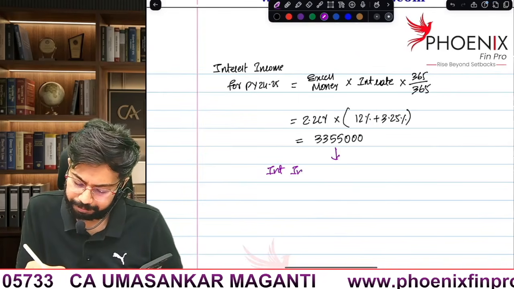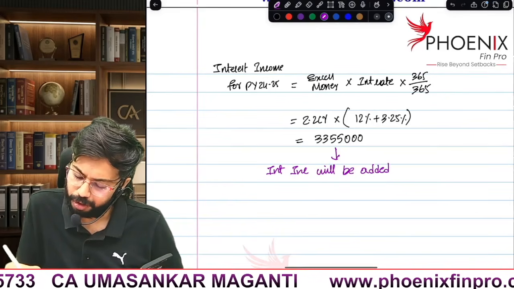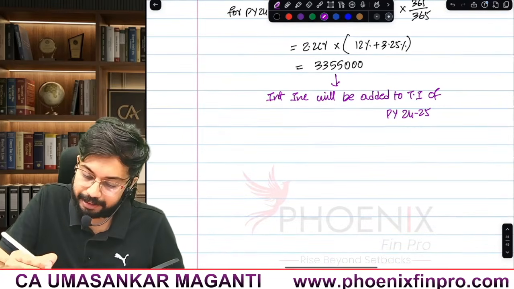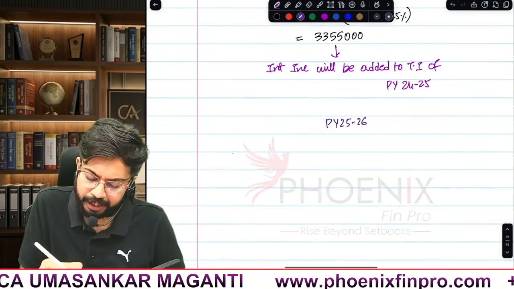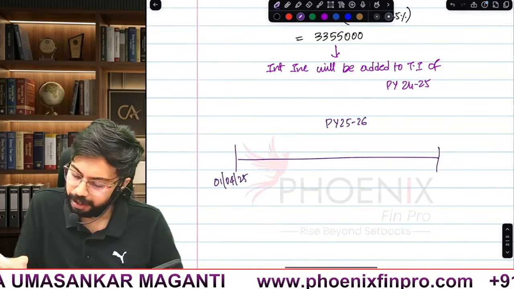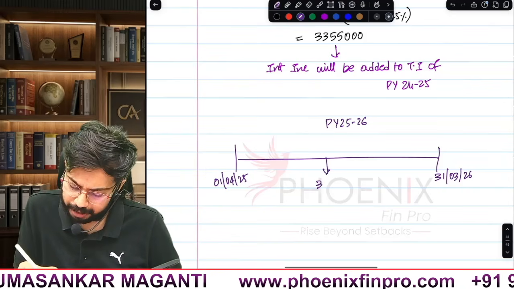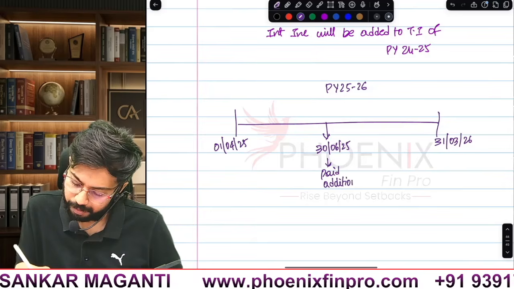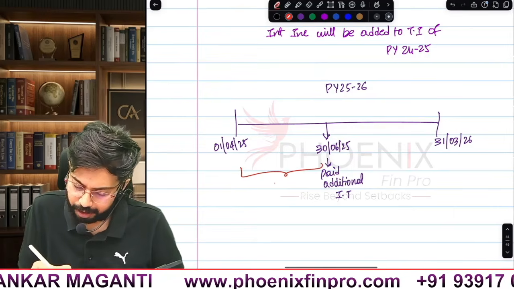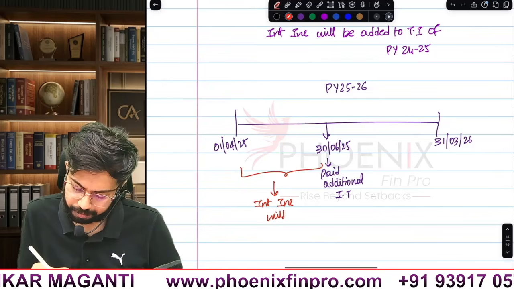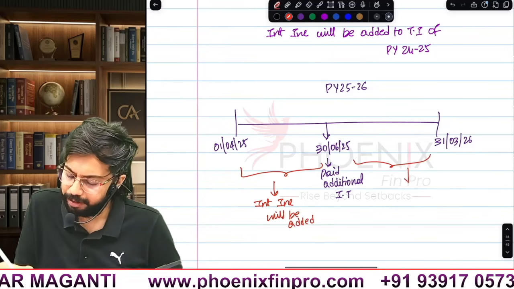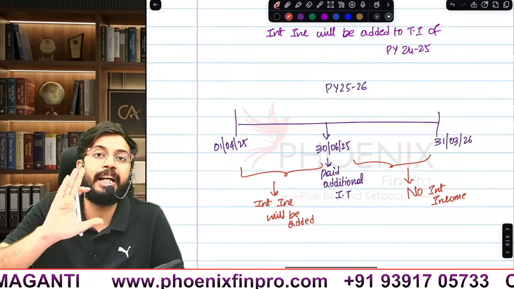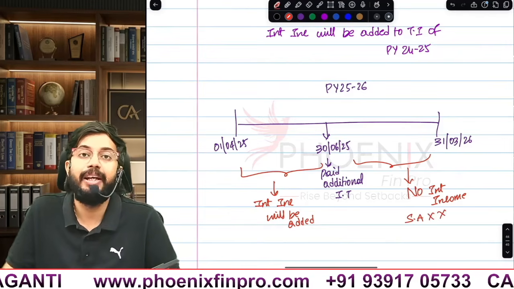So this interest income will be added to total income of previous year 24-25. Clear everybody? Next 25-26. In previous year 25-26, he paid additional income tax, right? What is the range? 1st April 25 to 31st March 26. He paid additional income tax on 30 June 25, correct? So during this period, interest income will be added. For the period after that, no interest income because he has already paid additional income tax, right? Once he pays additional income tax, post that date, secondary adjustment provisions are not applicable and interest income will not be calculated. Are you able to understand?